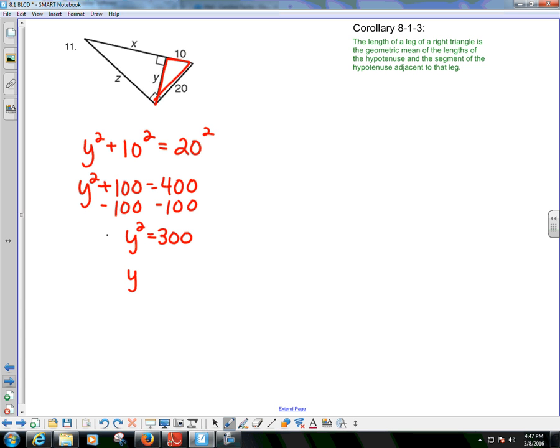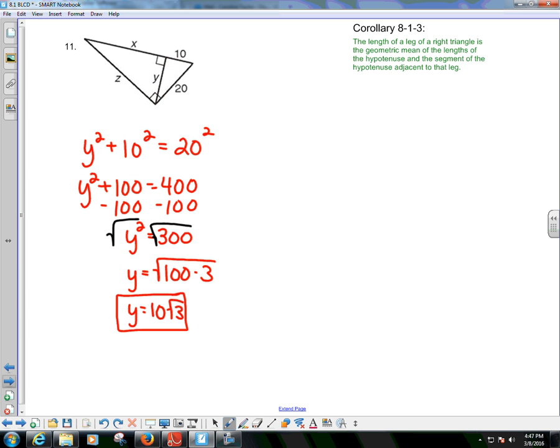When I take the square root of both sides, I'm always looking for perfect squares. I say, well, the square root of y squared is y, and I can simplify 300 into 100 times 3, and 100 is a perfect square. So the square root of 100 is 10. I can't simplify 3, so it's the square root of 3. So y equals that. All right.